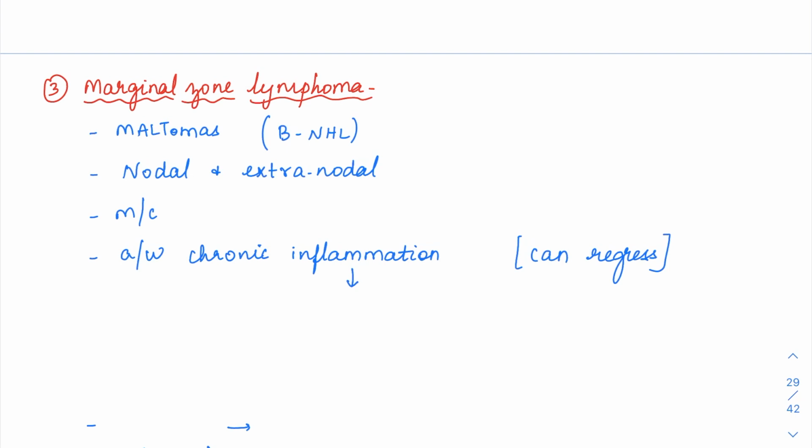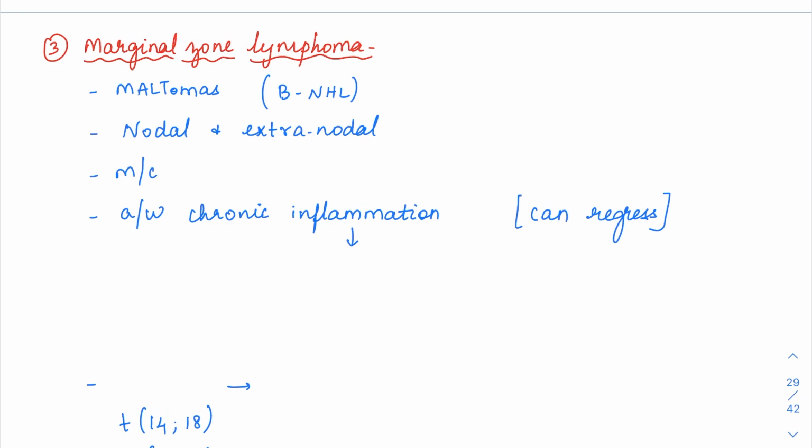Let's move on to the B cell lymphoma, starting with marginal zone lymphoma. Marginal zone lymphomas can arise both in nodal locations and also extranodal locations. In extranodal locations, it can happen in the MALT tissue. MALT is mucosa associated lymphoid tissue. These are nothing but the lymphoid tissue present in the GIT usually.